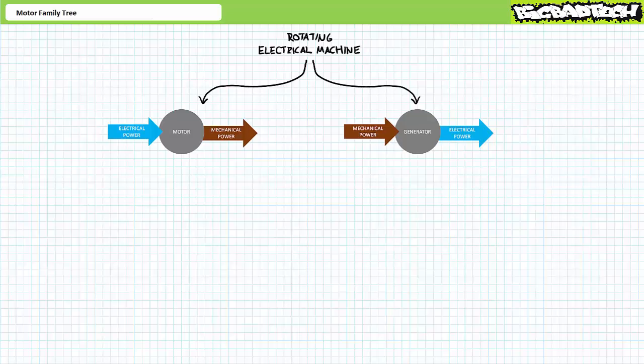Motors convert electrical power into rotational mechanical power. In contrast, generators convert rotational mechanical power into electrical power. It's really that simple. There are subtle and not so subtle differences between the two machines designed exclusively for one task and not the other, but for the most part, a high-level discussion like this can encompass both aspects.